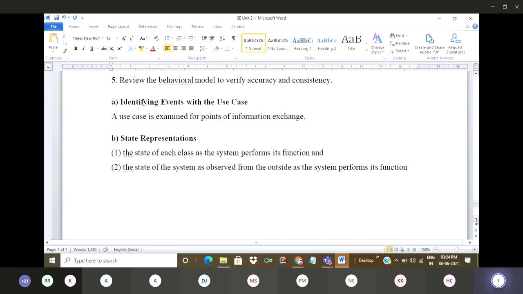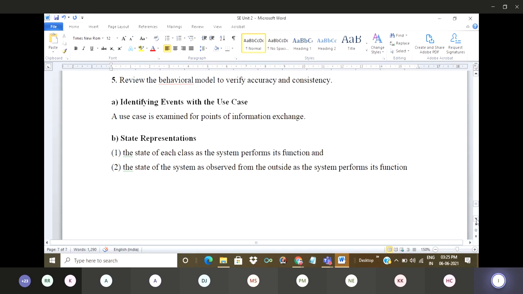First, we have to identify events with use cases. Use cases are examined for points of operation and points of information exchange. We use use cases to inform and to exchange our information. Only for this purpose are we using use cases.